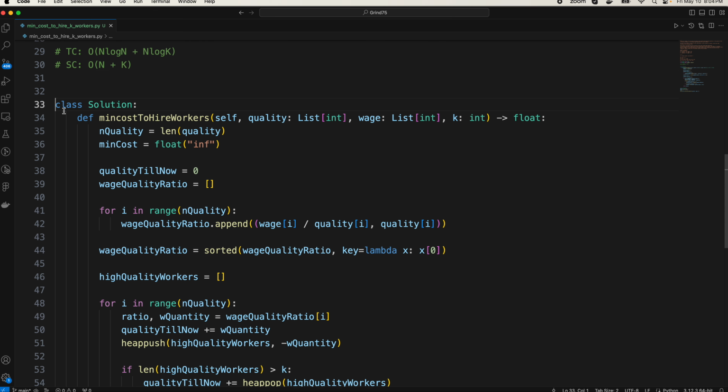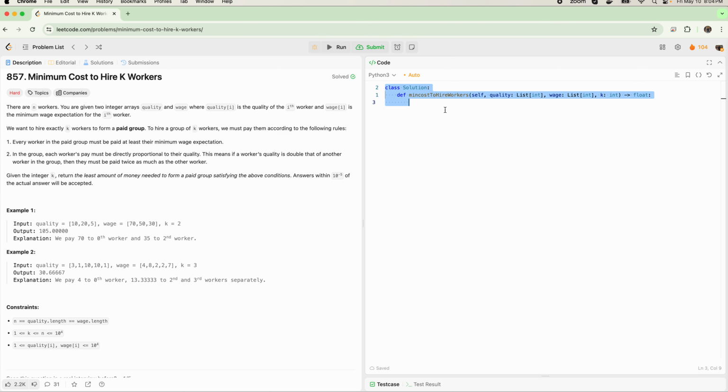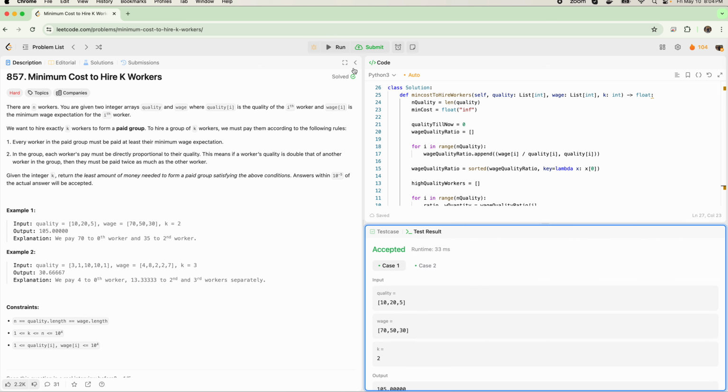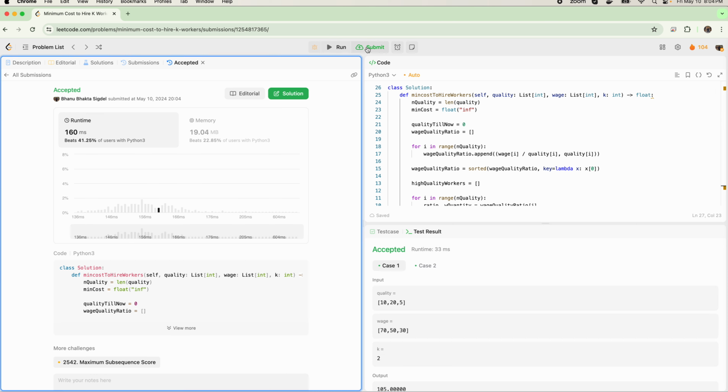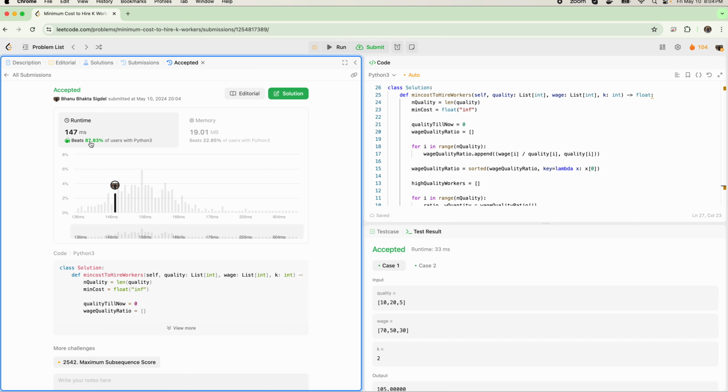With that, let's run this in Leetcode to make sure it passes all the test cases. Let's see. As you can see, it runs everything, and let's submit it. As you can see, it is accepted, and it's pretty efficient.